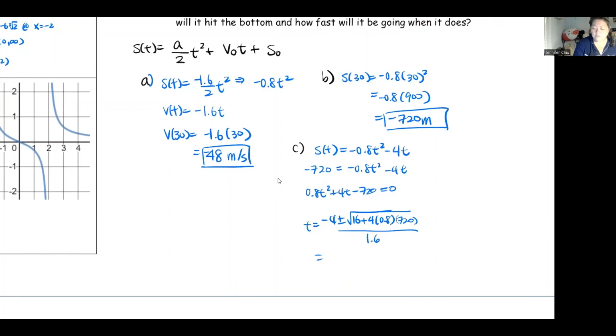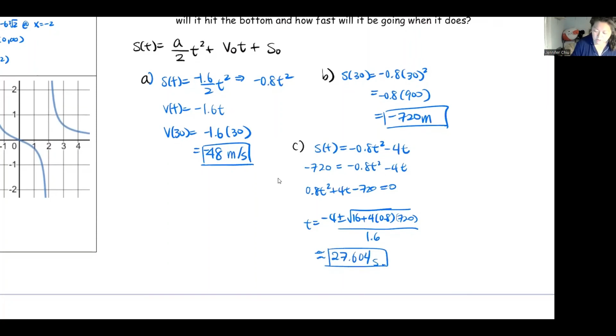Then you can actually ignore the negative answer because you don't need negative time. So we get negative 4 plus the square root of 16 plus 4 times 0.8 times 720, close my parentheses, divide by 1.6, and my time is roughly 27.604 seconds, right?